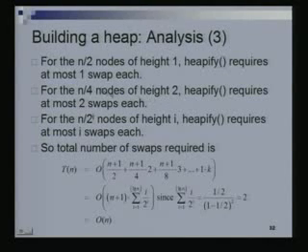So what is the total number of swaps required? It is n by 2 times 1 plus n by 4 times 2 plus, and so on, up to n by 2 to the i times i. This is what the sum would look like. It is basically n times the summation of i over 2 to the i, as i goes from 1 through log n. Why log n? Because that is the height of the heap. It is this sum that we are really interested in, and the summation of i over 2 to the i, for i going from 1 through log n, is just 2, and I will show you why in a second. So if this is just a constant, then this entire thing becomes order n.